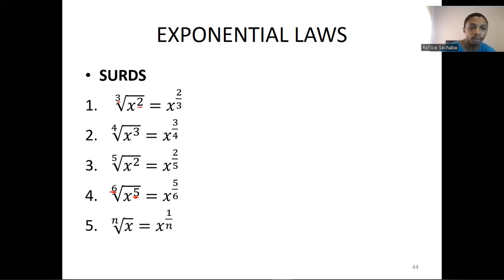If you have the nth root of x, note that if the exponent is not written, the exponent will be 1. Therefore, when you express this in simplest exponential law, it'll simply be x to the exponent of 1 over n. So the process continues. Let's try more examples on surds.